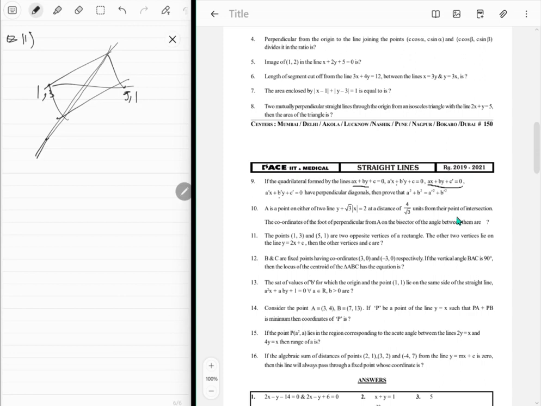What that means is that it also passes through the midpoint of these two, right? What is the midpoint of these two? It's just 3, 2. Putting that into y equal to 2x plus c, 2 equals 6 plus c. So c is minus 4. So this line is really just y equal to 2x minus 4.